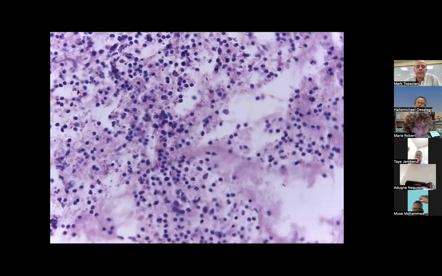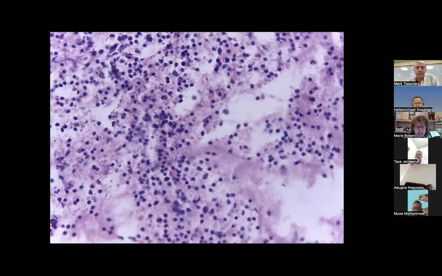So we are expecting lymphocytes in lymph nodes, so that is fine. But there's this background of necrosis that it just is screaming out infection as the number one thing. That would be the number one thing. I don't see well-formed granulomata, which would be hard to see in an aspirate in any case.